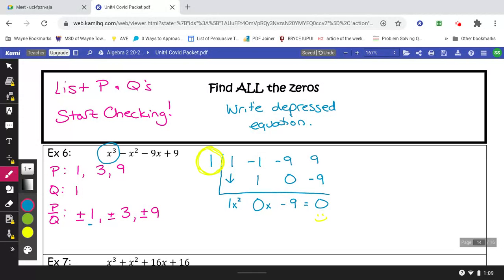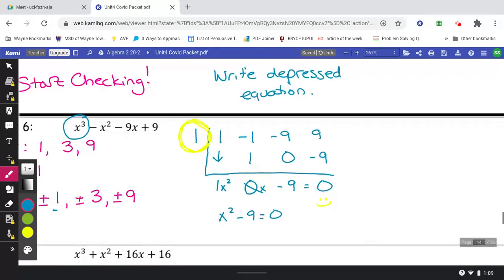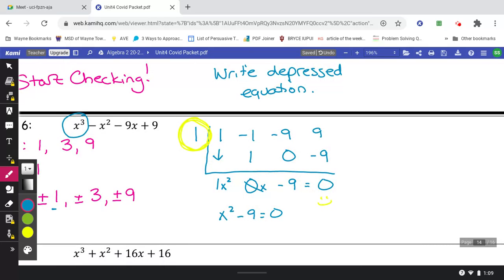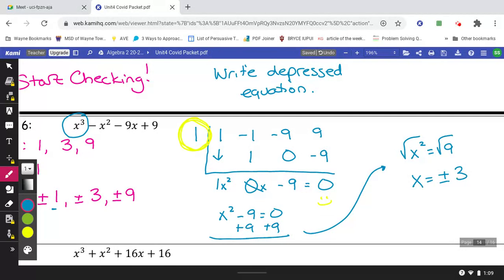And then I'll write it a little bit neater. I'll take off the 1 in front of the x squared. I don't need the 0x. I'll just write minus 9. Then I can add 9 to both sides. And at the end, I'll square root to solve it out. Plus and minus 3.